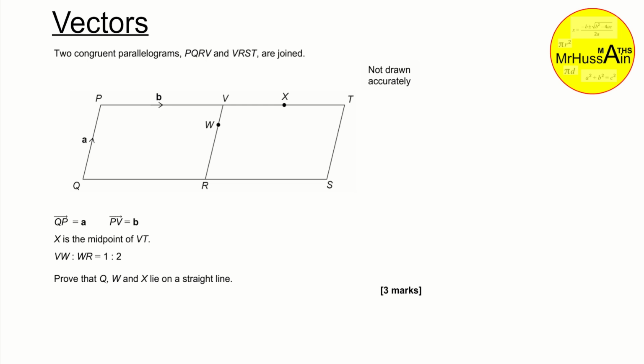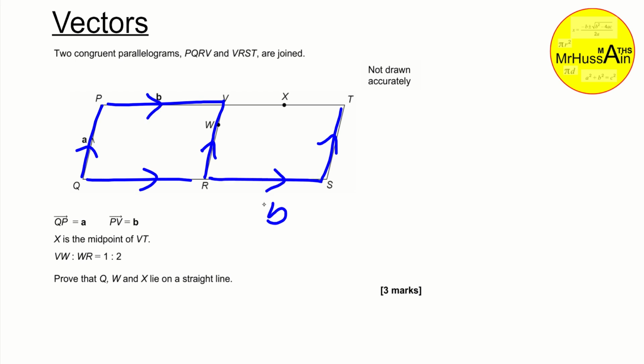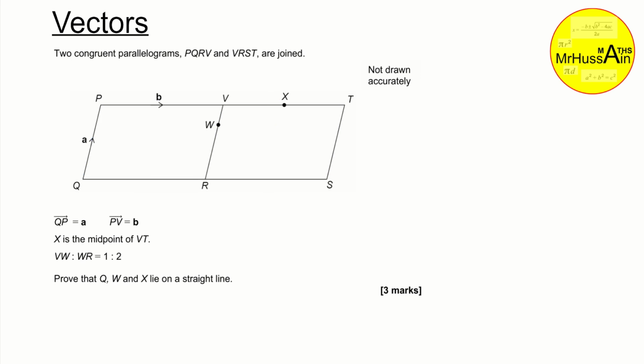Okay, so we have a vectors question which appears right at the end of the paper. Two congruent parallelograms. Congruent means identical. Because they're identical, if this is A, this will also be A, and this will also be A. If this is B, this will also be B, this will be B, and that will be B. It's important to understand that.